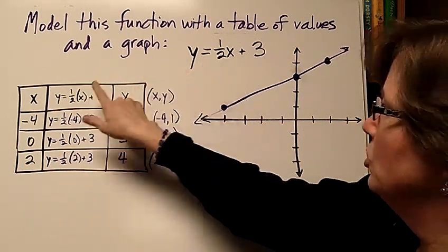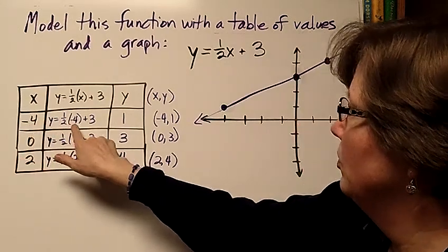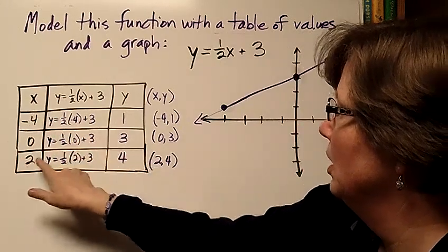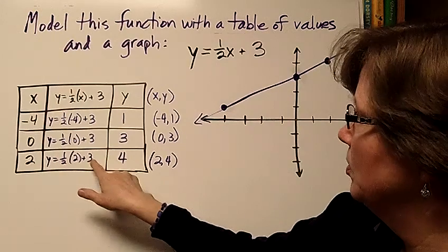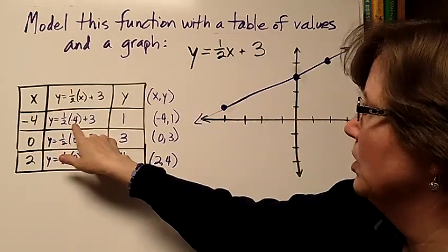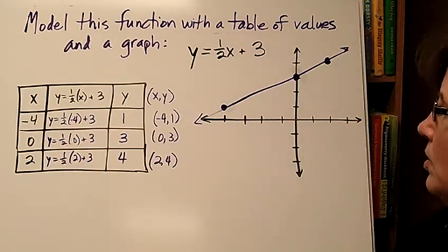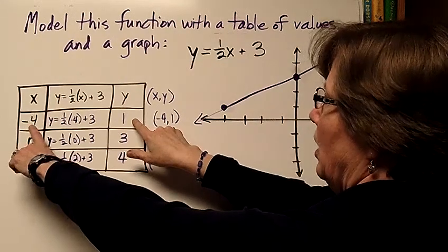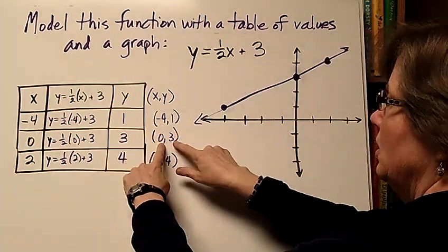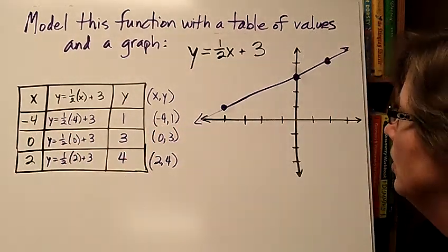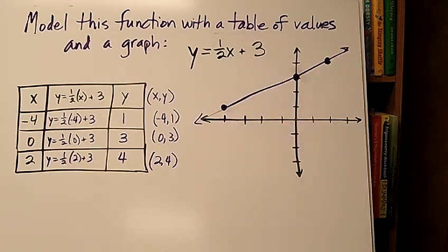So we've taken our function rule, we're putting in the -4, the 0, the 2, and doing the arithmetic. So half of a -4 is a -2 plus 3 gives you a +1. Your x and y coordinates will then be listed this way in an ordered pair so that we can plot the points on our graph.